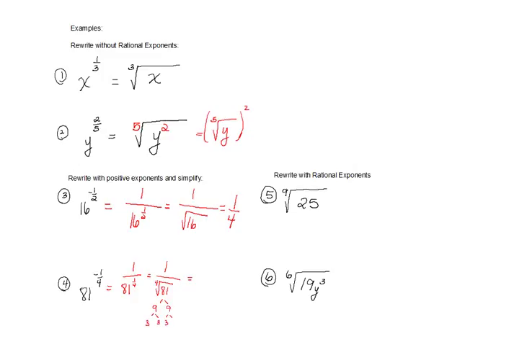Look at numbers 5 and 6 where we want to rewrite with rational exponents. So here we have the 9th root of 25. Well, that's 25 to the first power. So we're going to rewrite this as 25 to the first power, 9th root, 1 over 9.